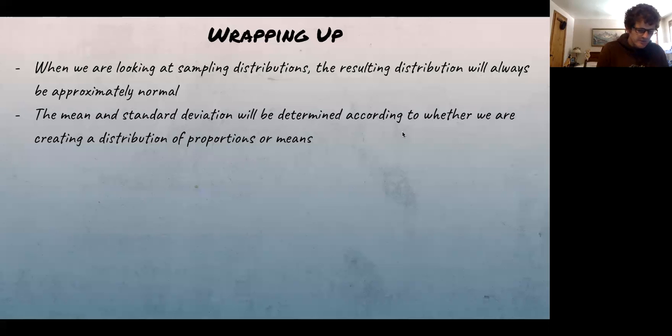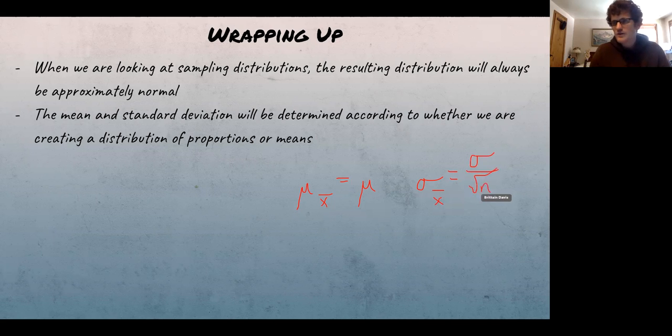If it's a sampling distribution and we want the mean of sample means, then it's just going to be the same as our population mean. The standard deviation for sample means is going to be the population standard deviation divided by the square root of n. And these are not formulas you have to have memorized. These are just formulas that you need to be aware of, that they exist, and be able to find them on your AP formula sheet.